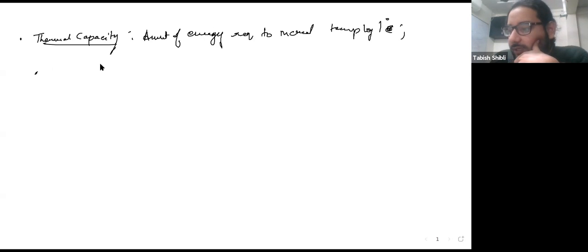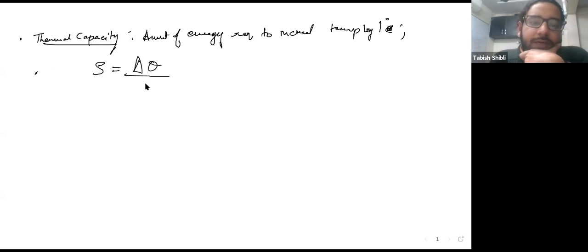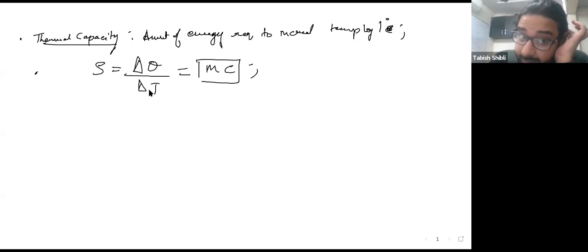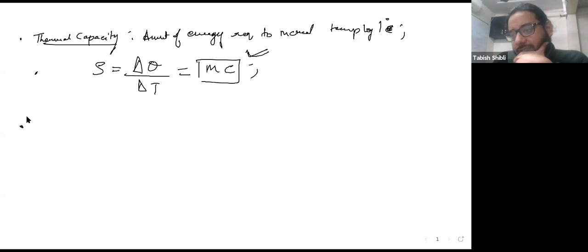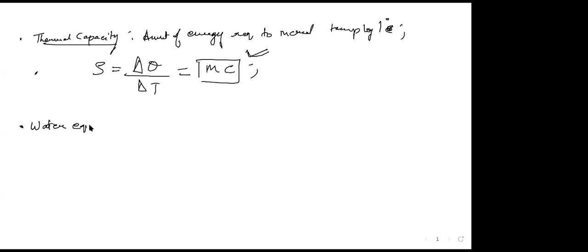This is denoted by capital S, and from the definition, it's obvious. It's just delta Q by delta T, which is nothing but MC, right? Because delta Q is MC delta T, delta T cancels out, and what you get is MC. So this is what thermal capacity is. Now there is another concept which I think is the last one that we're going to discuss, which is what is called the water equivalent.